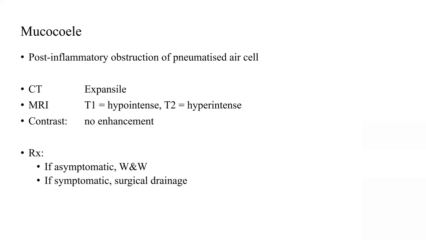So the next lesion is the mucocele, which is the same as a mucocele elsewhere in ENT. It's just a post-inflammatory obstruction of any pneumatized air cell. On CT, they're expansile, not erosive, and like most lesions, hyperintense on T1 and hyperintense on T2, with no enhancement. Again, the treatment is, if asymptomatic, just watch and wait, and if it's symptomatic, then surgical drainage is warranted.